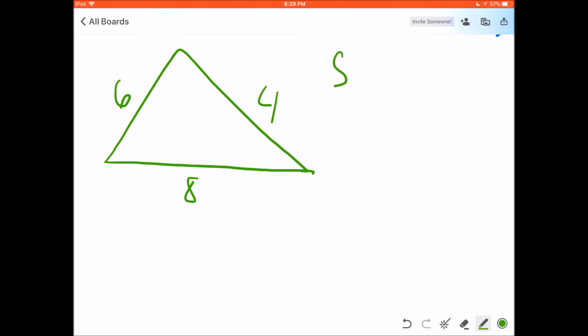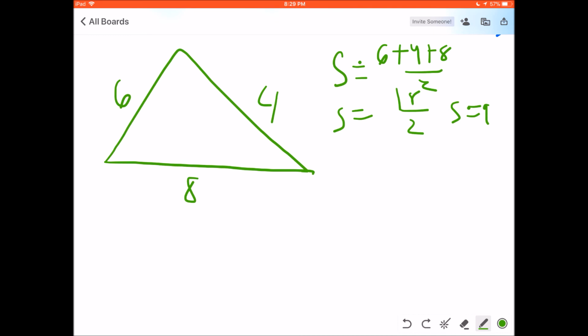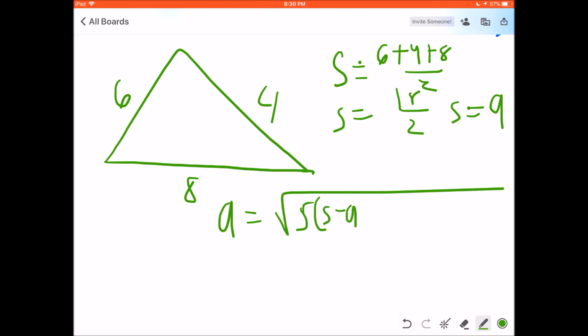So remember, first define S. S is A plus B plus C over 2. So 6 plus 4 plus 8 over 2. So that means S equals 18 over 2. So S equals 9. That's a really bad 9. I just realized. That's a better 9. Okay. And now remember A equals, I'll write it down here, give myself ample space to do so, S minus A times S minus B times S minus C.